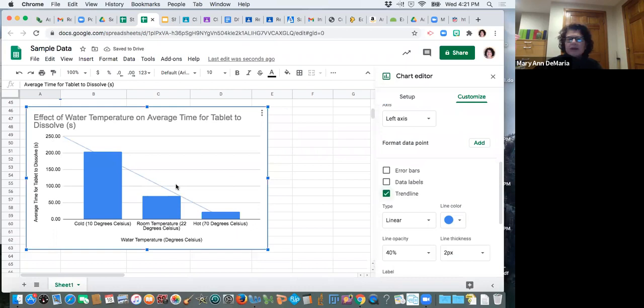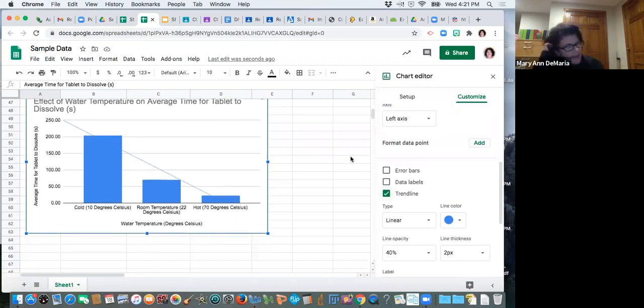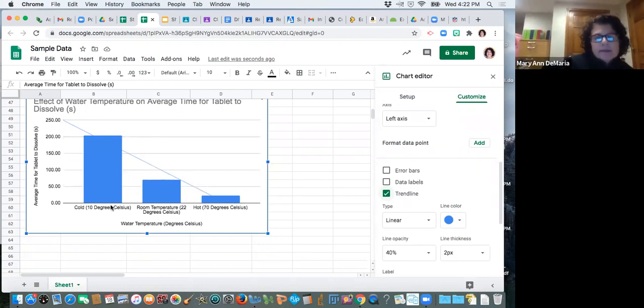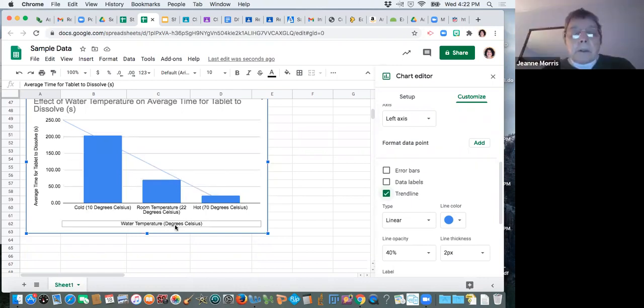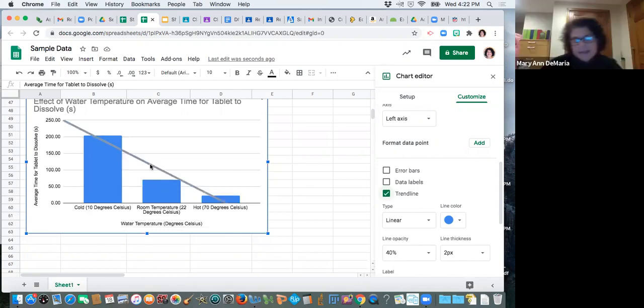So what does this trend line tell us? Normally you do that with scatter plots, but I can still put a trend line in here. So what does that trend line tell us? Anybody want to take a guess, or do you know? Well, it's descending. Correct. So we could talk it out. As the water temperature increases, what happens to the time for the tablet to dissolve? Takes less time. There you go. It takes less time. So the reaction is faster.